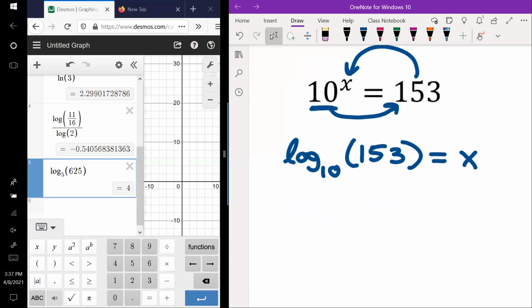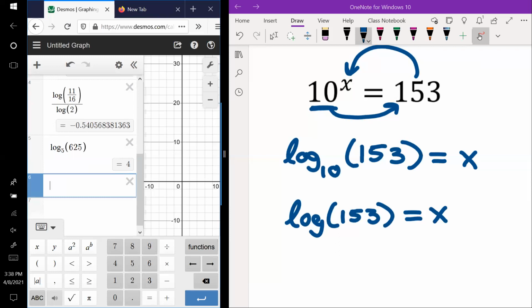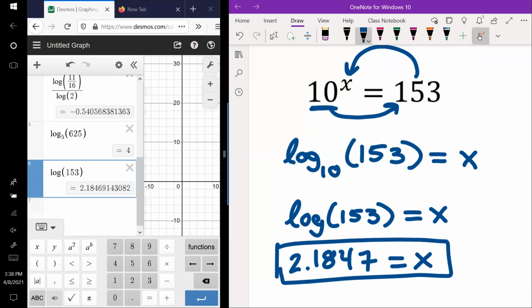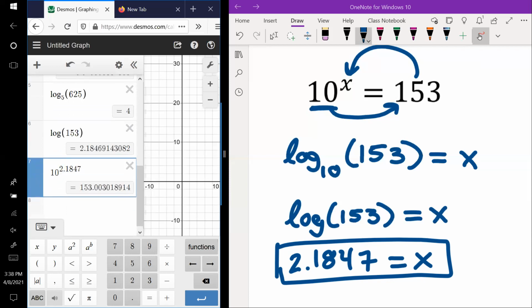And now, since this is the common log, and to be the common log, it has a base of 10, we don't need to write that base in there anymore. We can just rewrite it as the log of 153. And now, just solve for x, of course, by plugging it in your calculator. We'll say log 153, and we'll get 2.1847. We said 4 decimal places. So what this answer says is that if you take 10 and raise it to the 2.1847, you will get 153. You can try it out, or you'll get close to 153. So 10 to the 2.1847. There you go, 153.